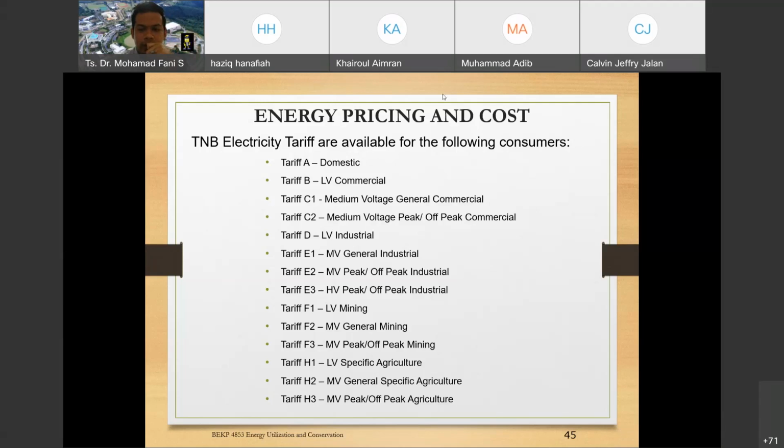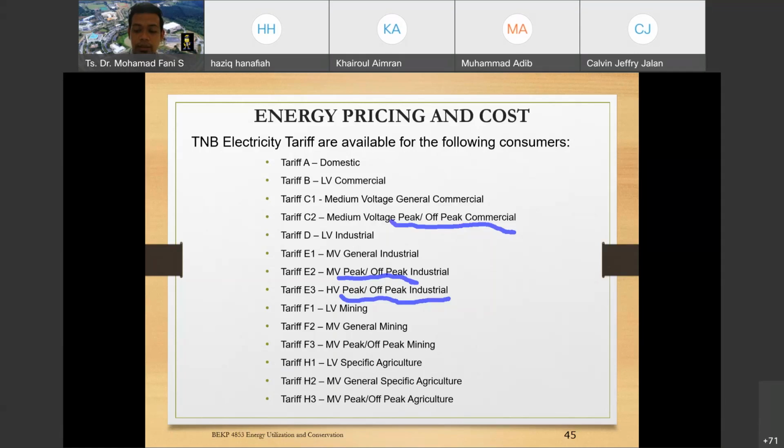So this one, peak and off-peak commercial. You can see here for the C2 peak and off-peak. This one is very important. You need to understand why TMB offers industry and commercial peak and off-peak prices. Okay, if let's say the manufacturing plant is running for 24 hours, you can have a good facility and a good arrangement to make use of this peak and off-peak price.